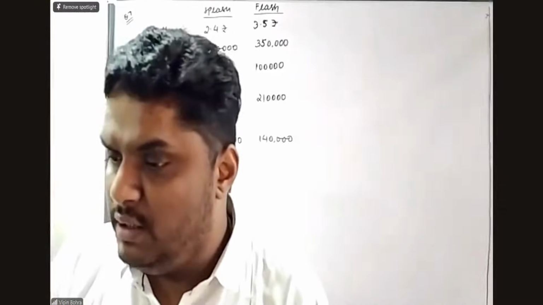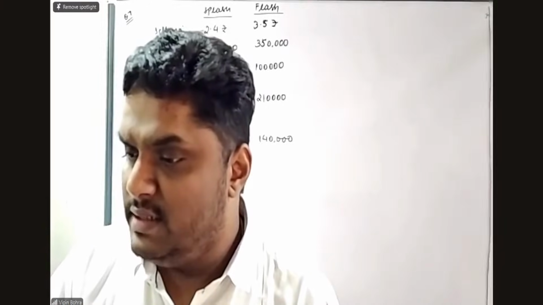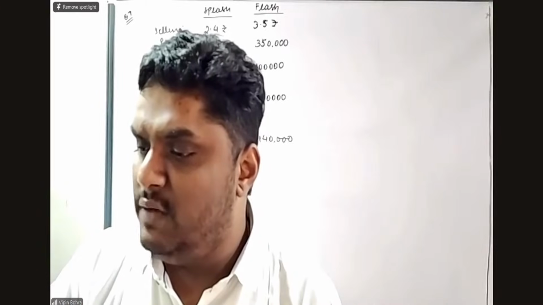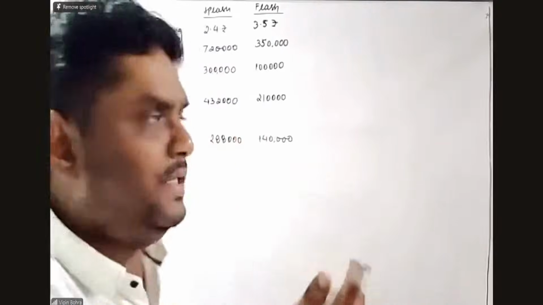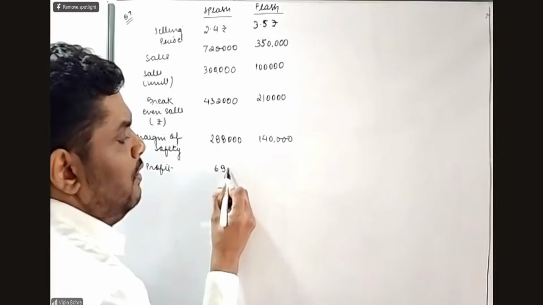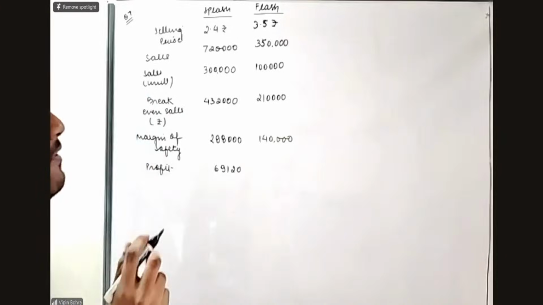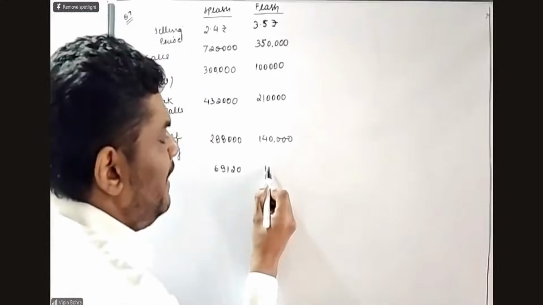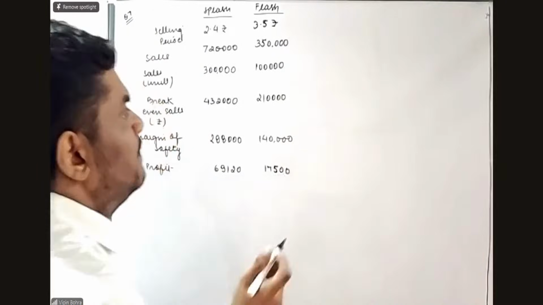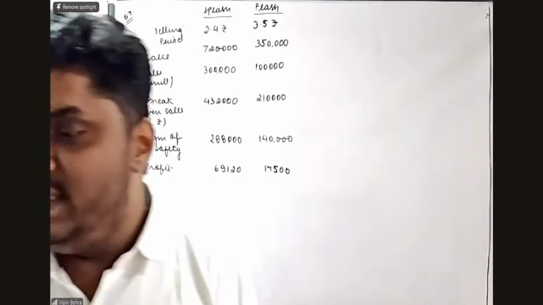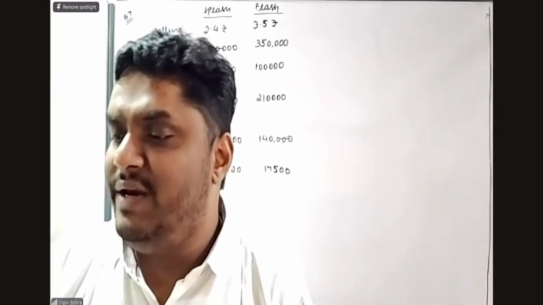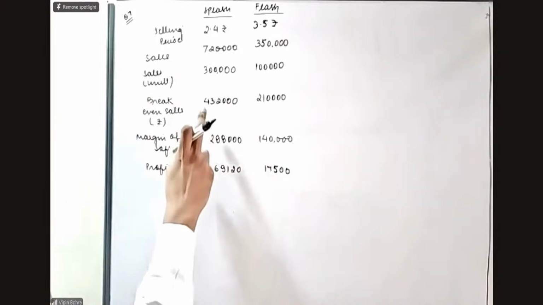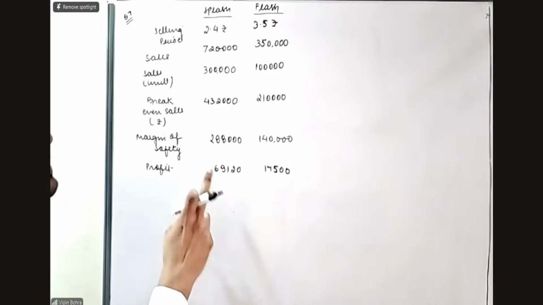Profit is given in the question. That is, profit for the year to be achieved is planned at 69,120 in case of splash and 17,500 in case of flash. So see, we have the total sales. It is given, sales planned for the year, 7,20,000 and 3,50,000. We have the break-even sales, we have the margin of safety sales and profit.